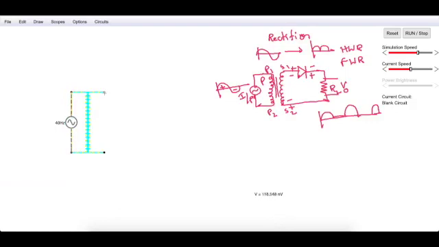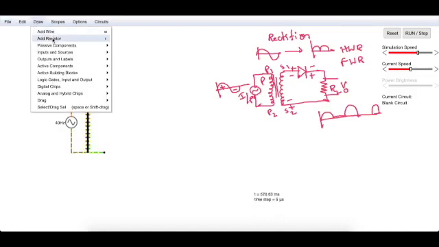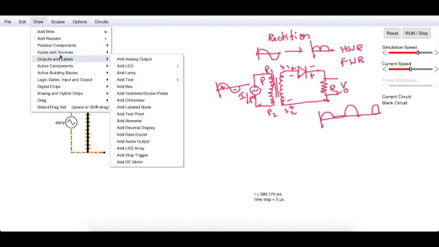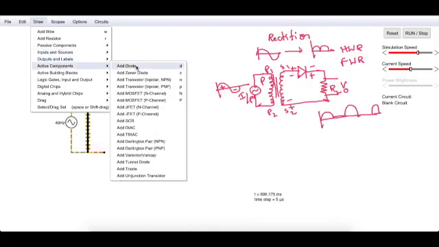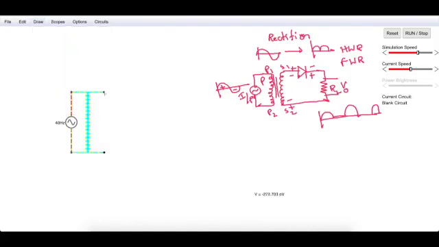Now I need to connect the secondary terminals with the diode and resistor. Go to draw, add active component. You see here, add a diode. Just click add diode and draw the diode. Yes, I have added the diode.